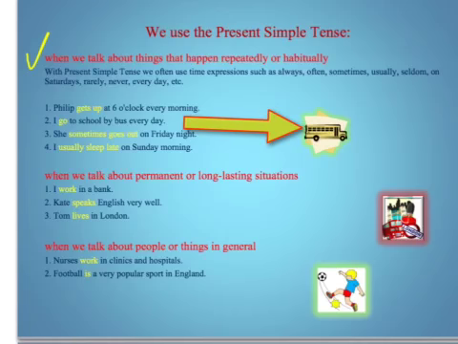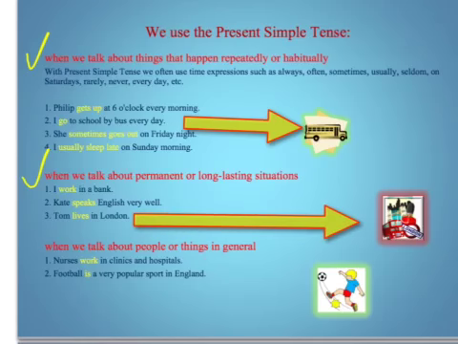Secondly, we can use the present simple tense when we want to talk about permanent or long-lasting situations. You can see again some examples, and I picked just one. Tom lives in London. Thirdly, we use the present simple tense when we talk about people or things in general. And again, as an example, football is a very popular sport in England.